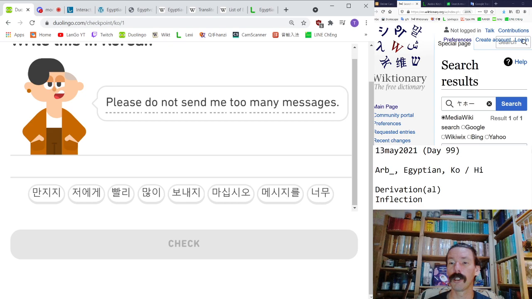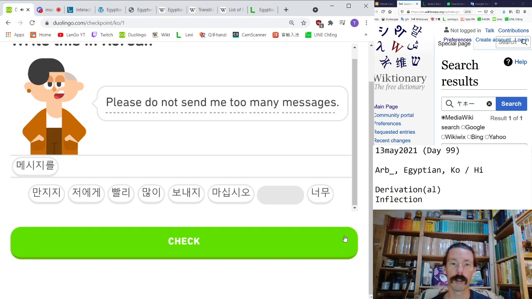Which language are we talking about? I don't quite know what that means. Please do not send me too many. So I think the very first thing to name in this one would be message 를, object. 너무 보내지, the sending of it with a negative polarity one.